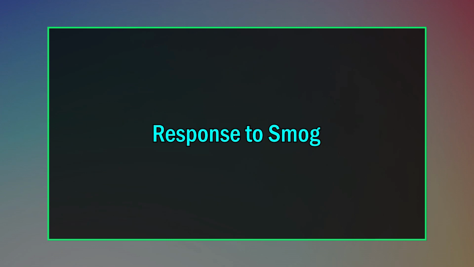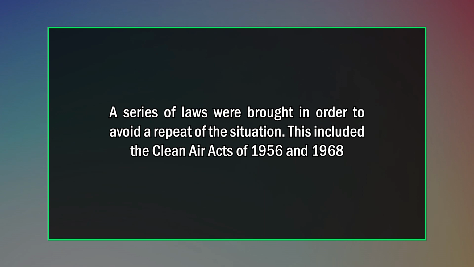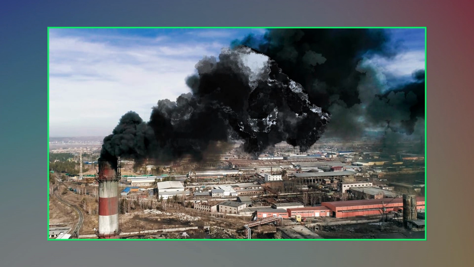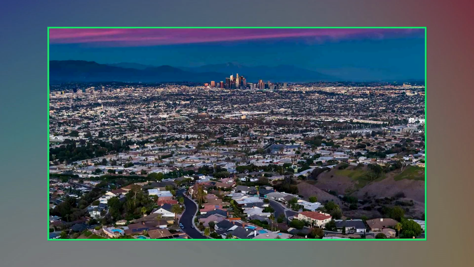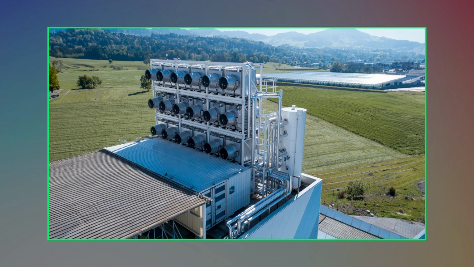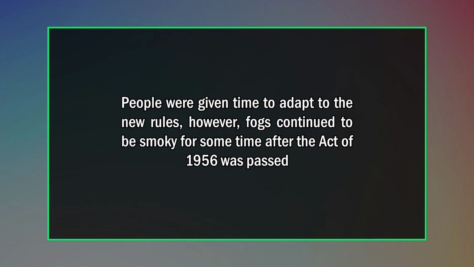Response to smog. A series of laws were brought in order to avoid a repeat of the situation. This included the Clean Air Acts of 1956 and 1968. These acts banned emissions of black smoke and decreed that residents of urban areas and operators of factories must convert to smokeless fuels. People were given time to adapt to the new rules.